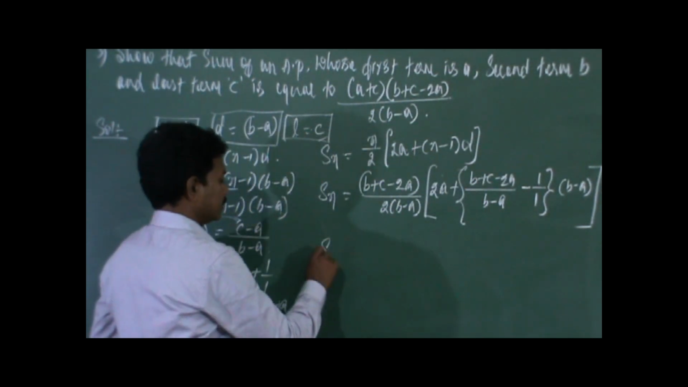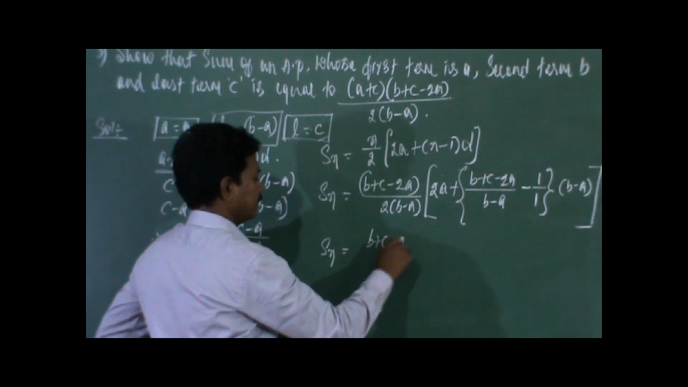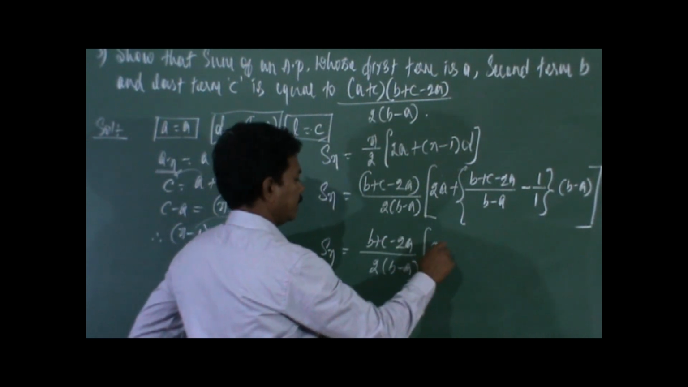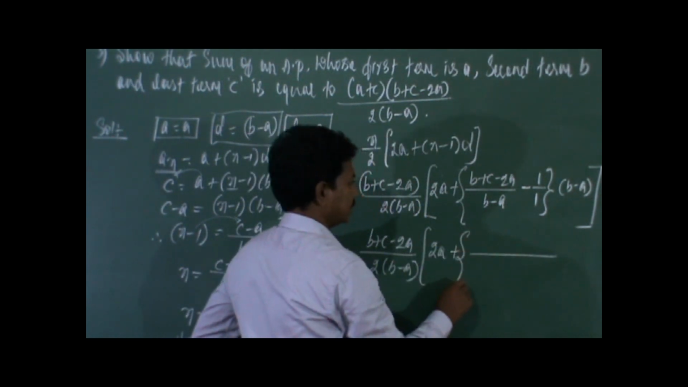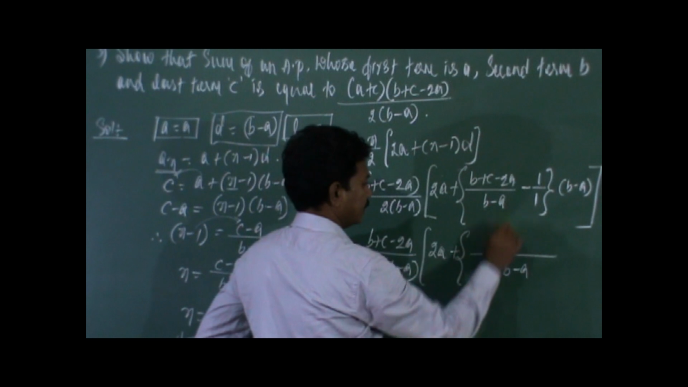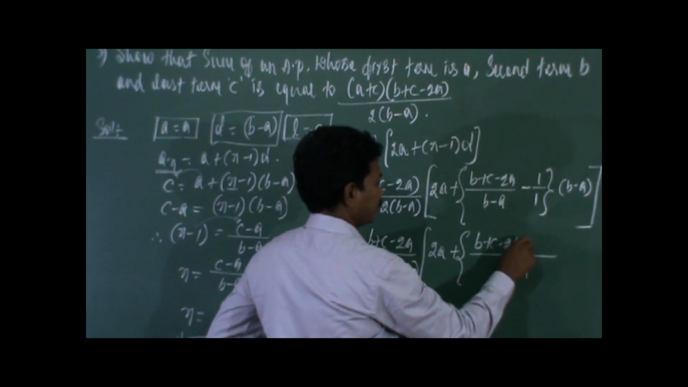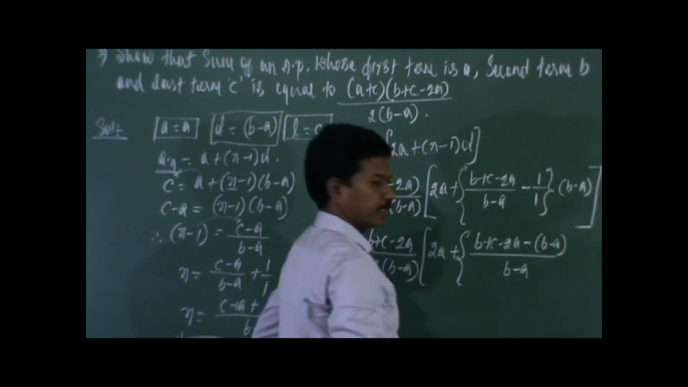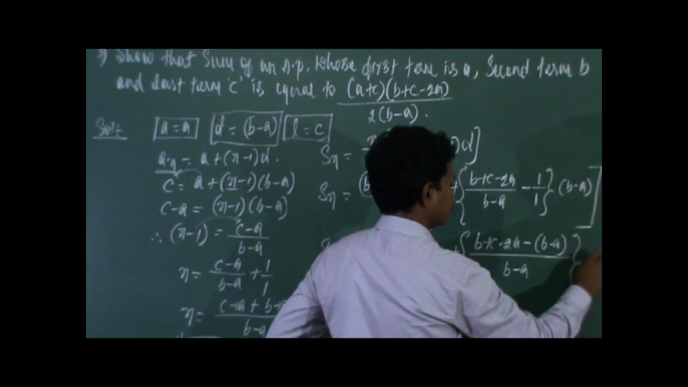Very important. So sum of the n terms is equal to B plus C minus 2A by 2 into B minus A into 2A plus, we have to take LCM for B minus A and 1 inside the flower brackets. So B minus A and 1 LCM is B minus A. B plus C minus 2A by B minus A into B minus A, it cancels. The same thing carries to the numerator, minus 1 by 1 into B minus A is B minus A. So please keep it inside brackets because you have negative sign here. So close the flower brackets into B minus A.